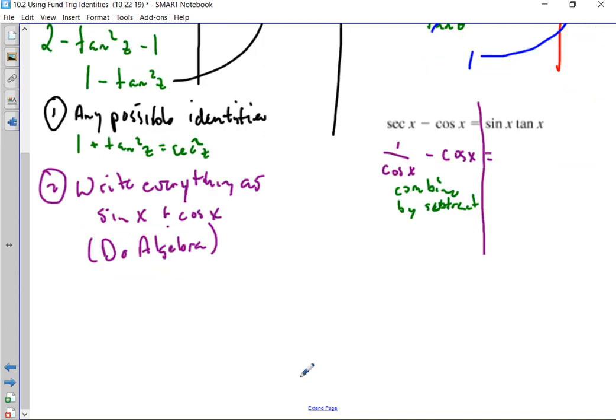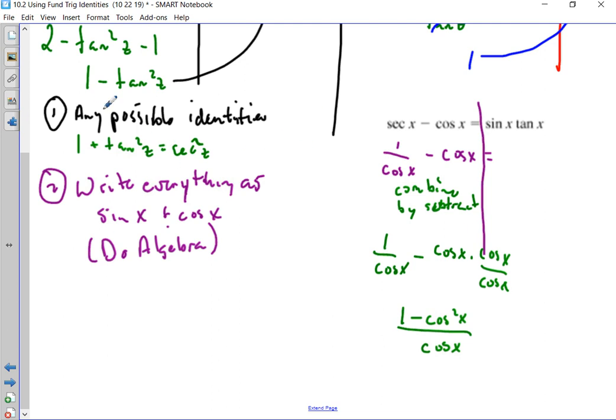And how do we subtract? We're going to use a common denominator. So what's our common denominator? It's cosine. So we have 1 over cosine of x, and we multiply cosine top and bottom, because that's how you work with fractions, same as in regular arithmetic. So now we have 1 minus cosine squared of x over cosine of x. Sweet. Now go back to do algebra, but look for all possible identities.